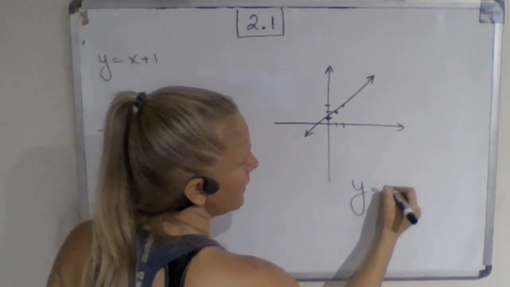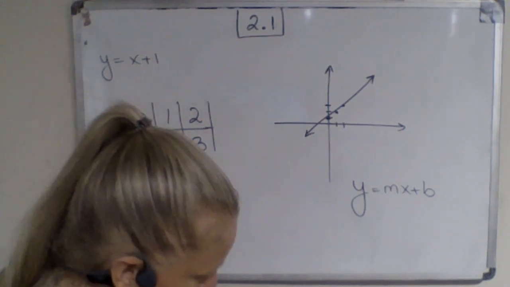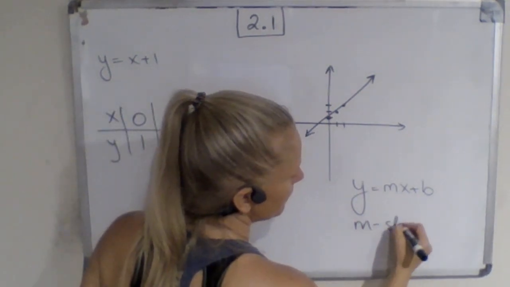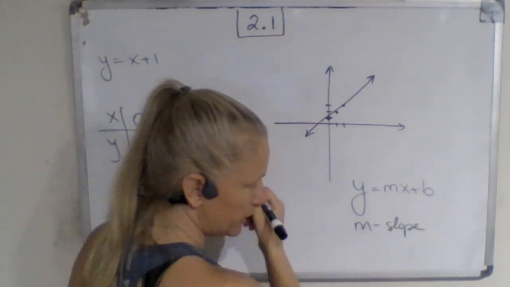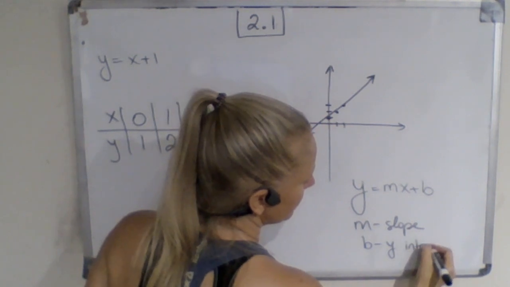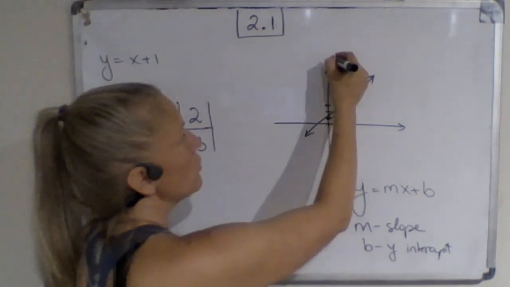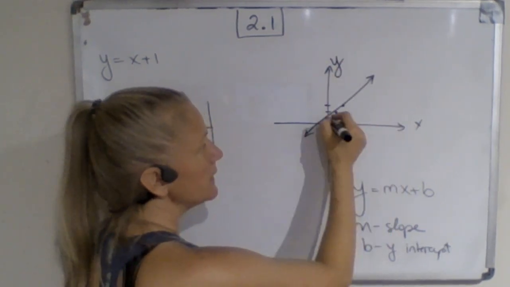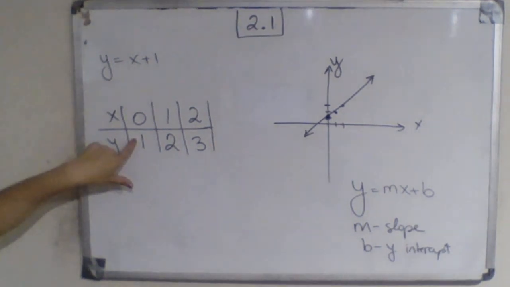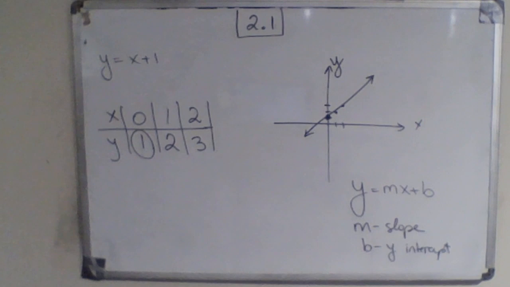A linear function looks like this: y equals mx plus b. Remember that? That's from Algebra 1. M stands for slope, which we're going to learn in 2.2. B stands for my y-intercept. That really means, where does my line touch the y-axis? In our case, it touches at 1. How do I know? Well, my x is 0. That's where my y-intercept is. So wherever your x is 0, this becomes your b, okay?